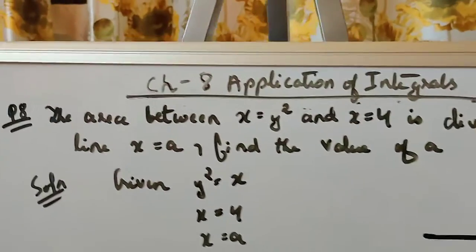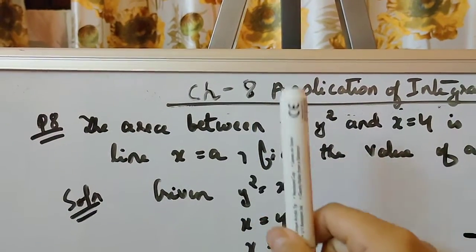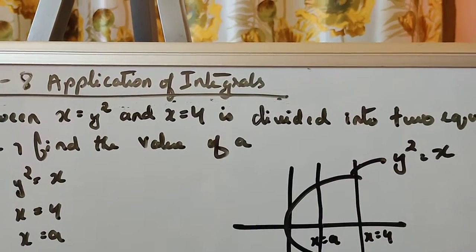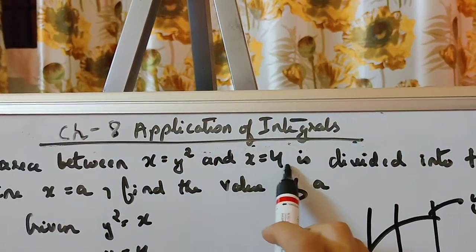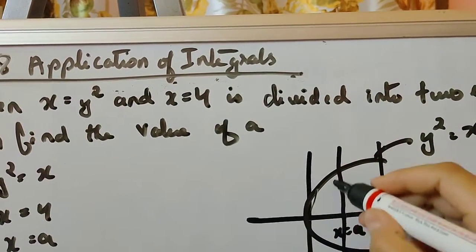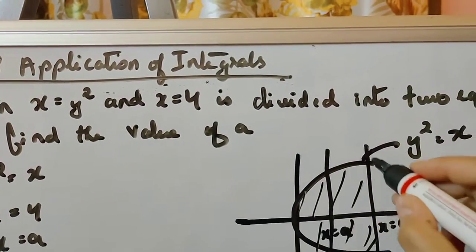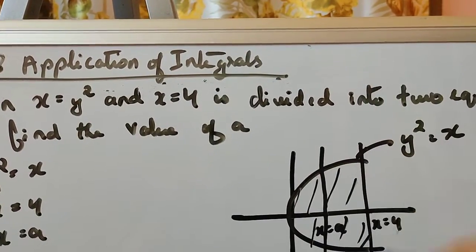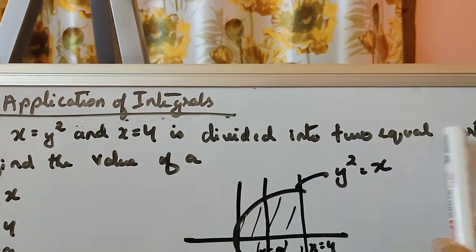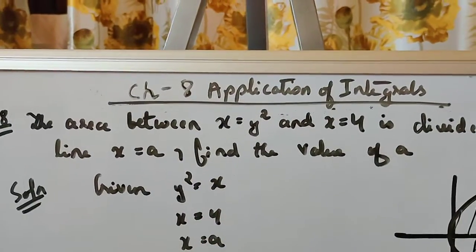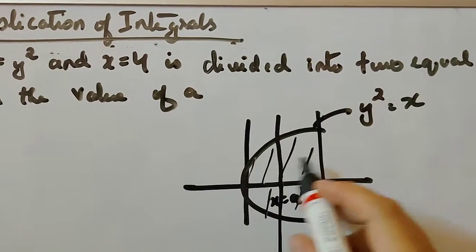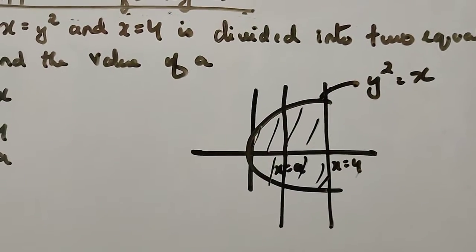Now the question is, we have to find the area between x equal to y square, this curve, and x equal to 4. That means I have to find out the whole area, from this curve to x equal to 4. And given that it is divided into two equal parts by the line x equal to a. This x equal to a divides both parts equally.